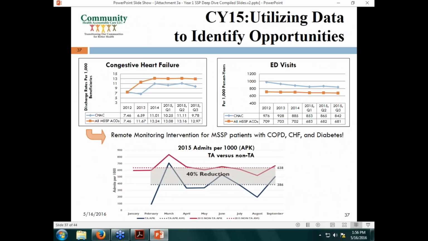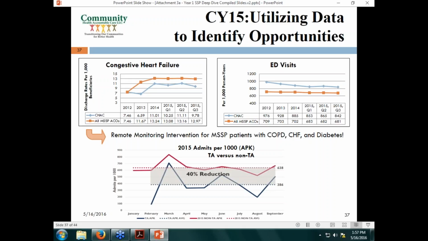We chose to do remote monitoring because our data around congestive heart failure and ED visits that we get from Medicare show that those might be areas in which we could show improvement. And we launched an initiative around remote monitoring, also in partnership with one of our home health agencies who's staffing this for us, to enroll patients onto this program and to try and connect them with the care that they need before they go to the hospital.